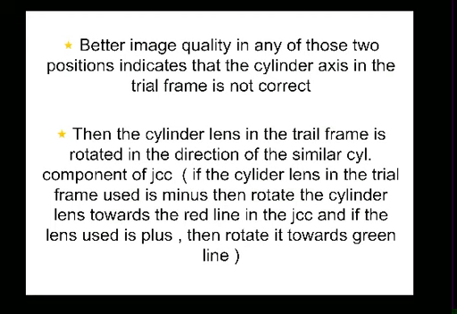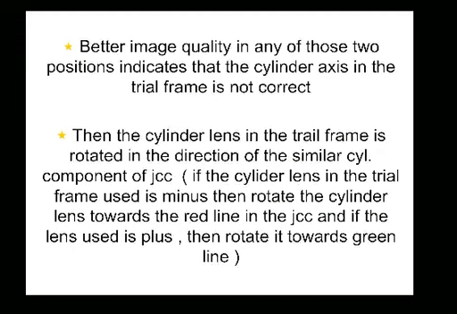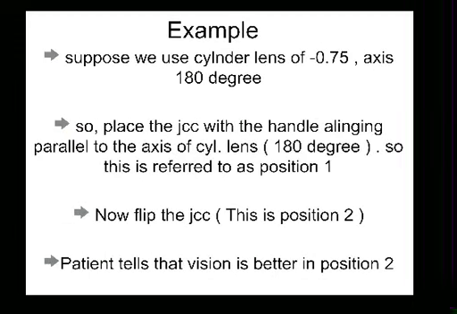And then the cylinder lens in the trial frame is rotated in the direction of the similar cylinder component. That means if the cylinder lens used in the trial frame is minus, then we have to rotate the cylinder lens toward the red line, because we know that the red line is indicative of minus cylinder. And if the lens used is plus, we have to rotate it towards the green line, because the green line is indicative of plus cylinder.